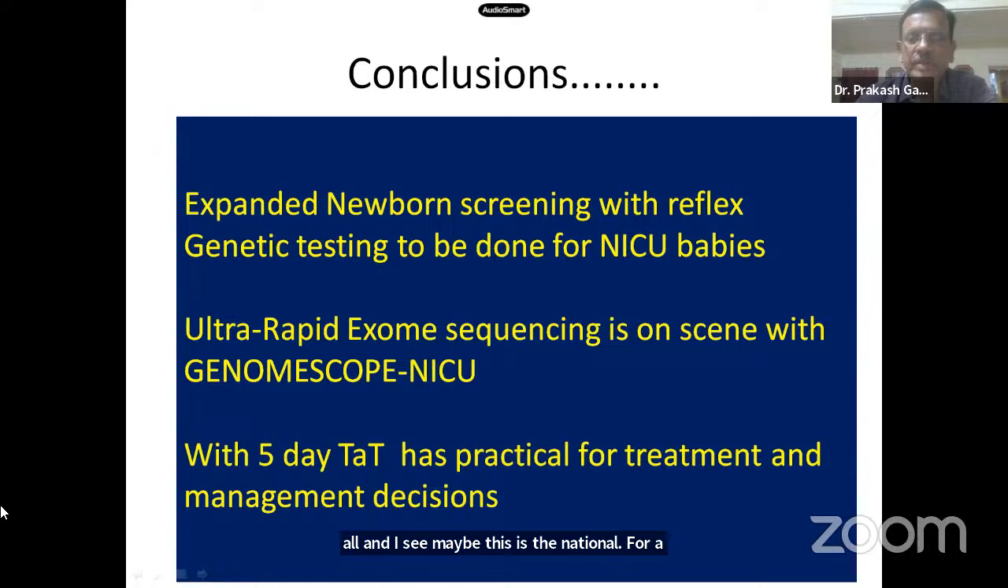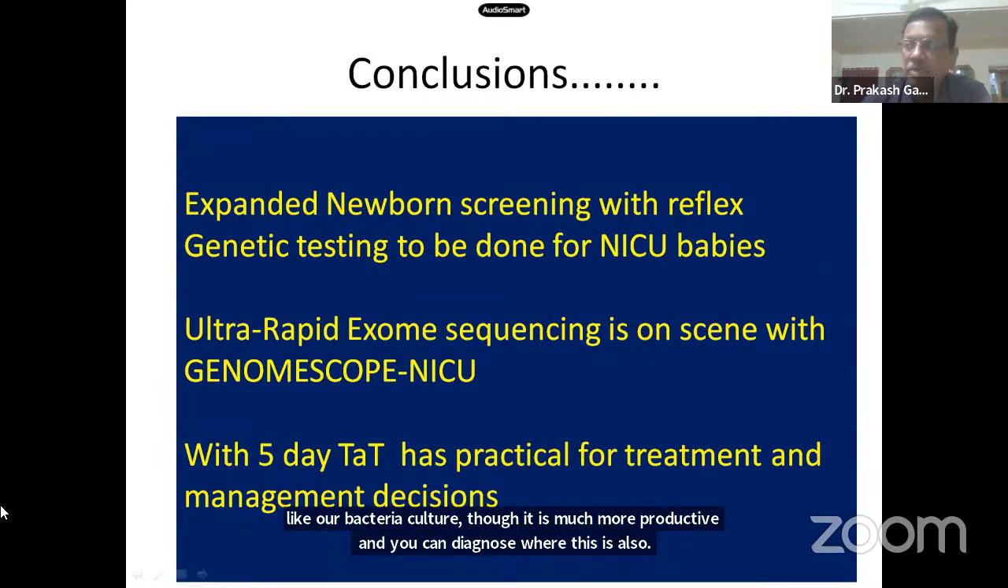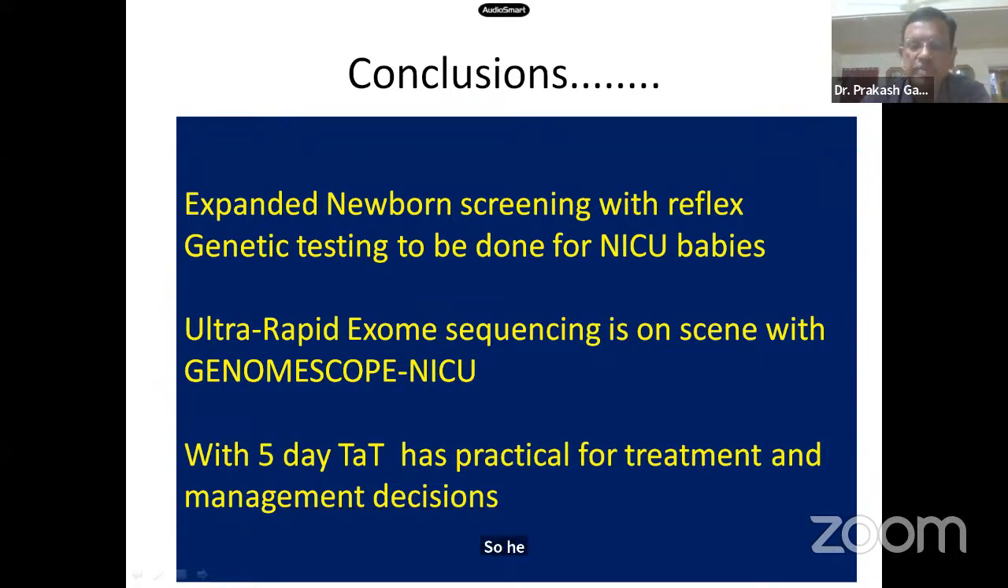Ultra-rapid exome sequencing. So now exome sequencing has even reached the ICU setup where we can give reports with a TAT of 5 days also. So with this ultra-rapid sequencing, it becomes just like our bacterial culture, though it is much more productive and it can diagnose rare disease also. So it is practical even for an ICU or PICU setup.